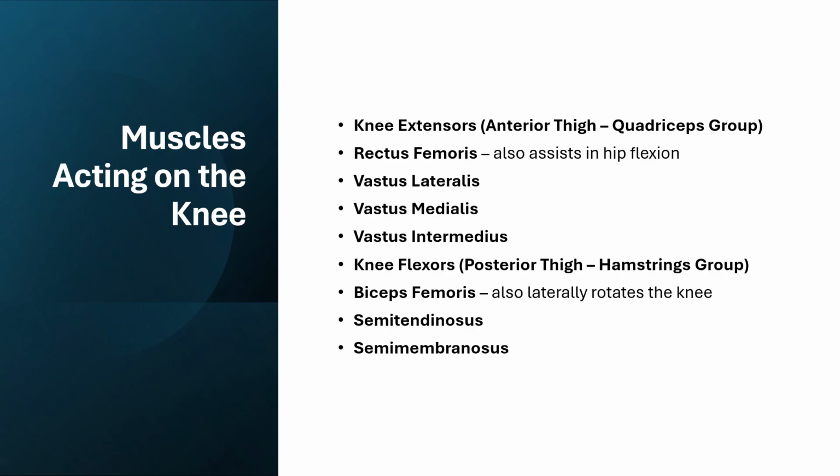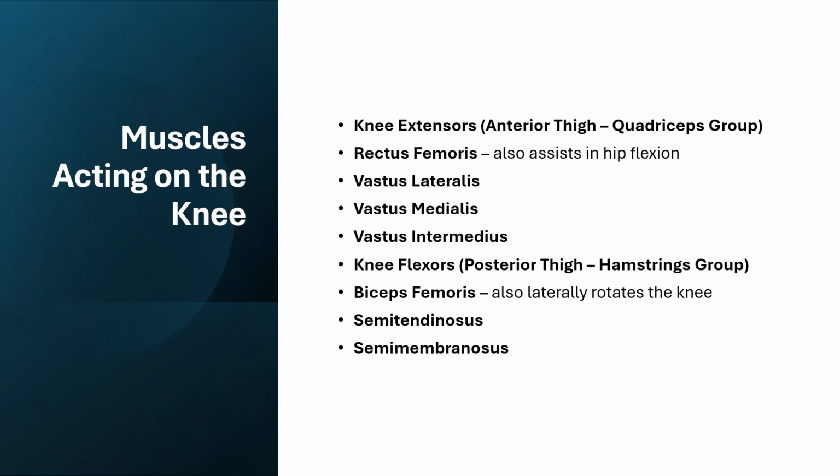So let's have a look at muscles acting on the knee. We have our knee extensors, which are found on the anterior aspect of the thigh, and these are our quadriceps group that all perform knee extension, except rectus femoris, which also assists in hip flexion. Now all the quads insert into the patella via the quadriceps tendon, then into the tibial tuberosity via the patellar tendon.